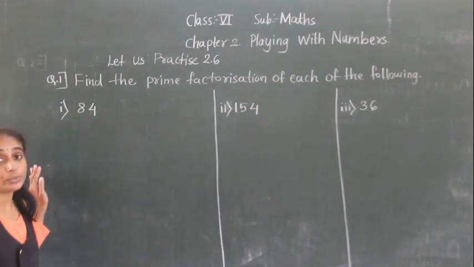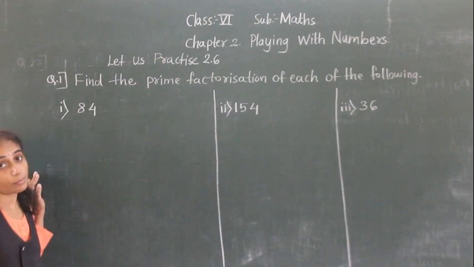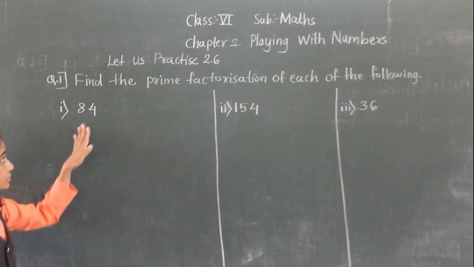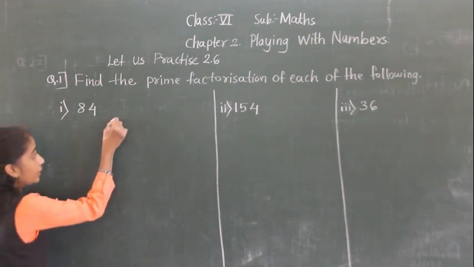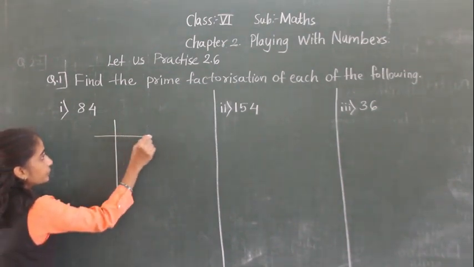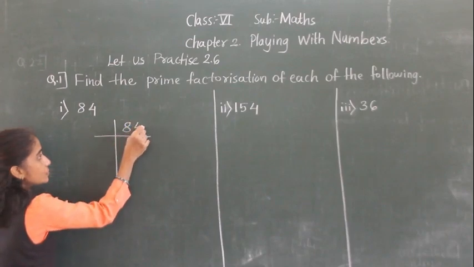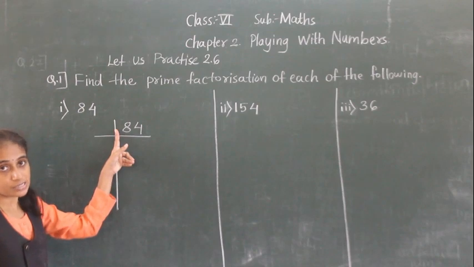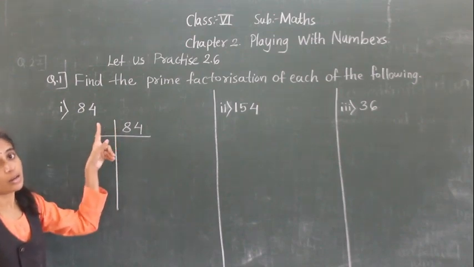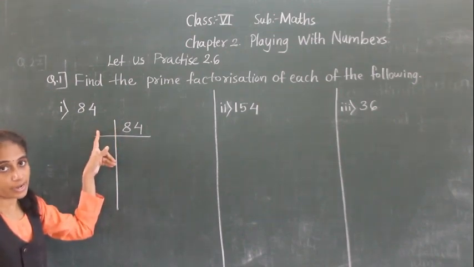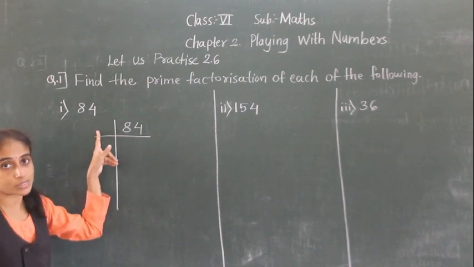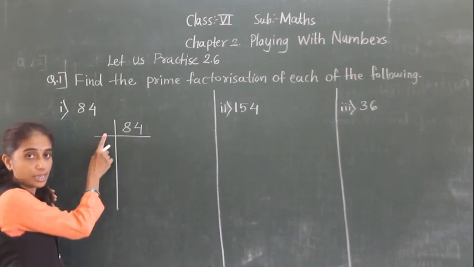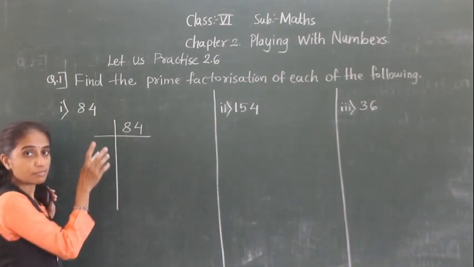Here we are going to learn how to do prime factorization. The first number I will put here is 84. Divide this number by the smallest possible prime number.